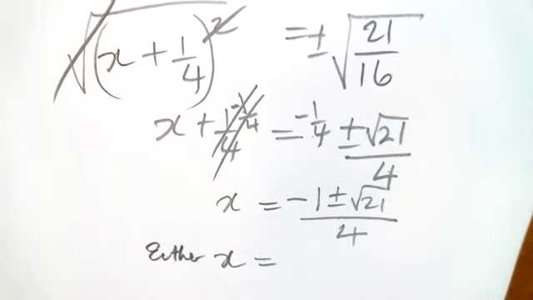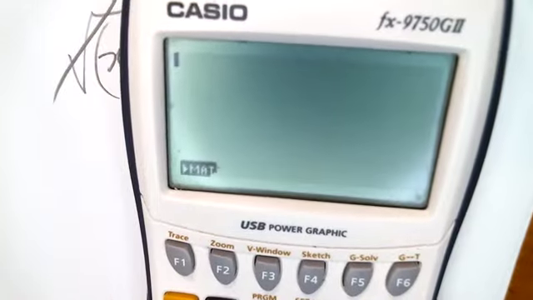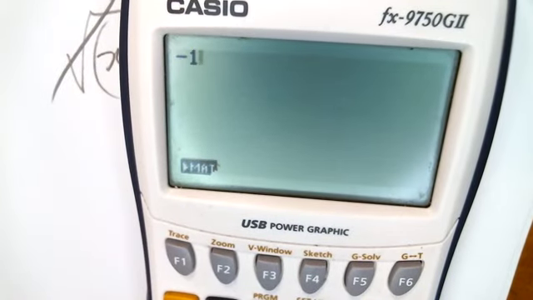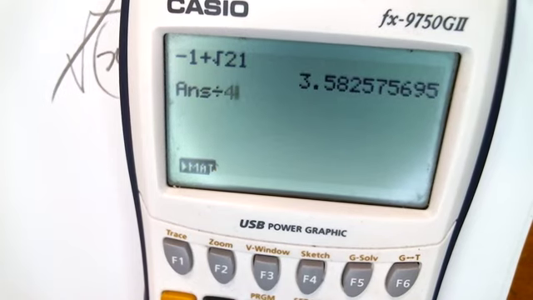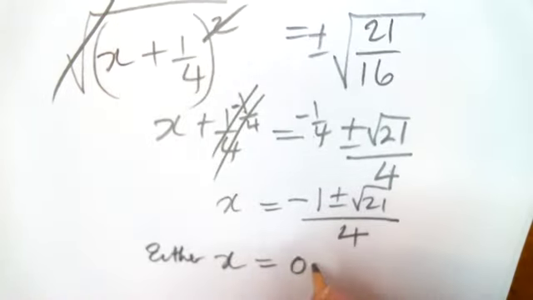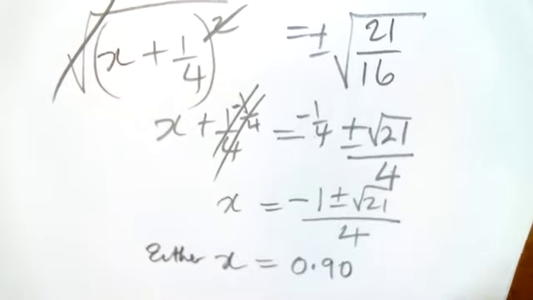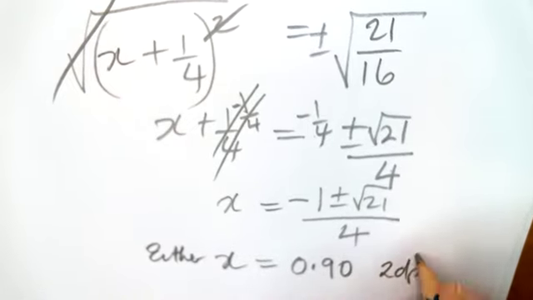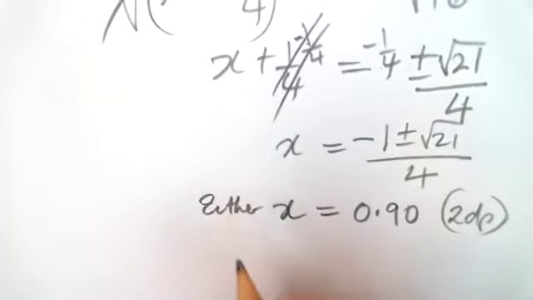x is equal to, and I'm going to do the top bit first, so I'm going to say negative 1 plus root 21 on 4. Here we go. So I'm going to have negative 1 plus root 21 all divided by 4 is 0.895, so I'm going to call that 0.90. We're going to have to do it to 2dp. And really, I should put, by the way, 2dp here.